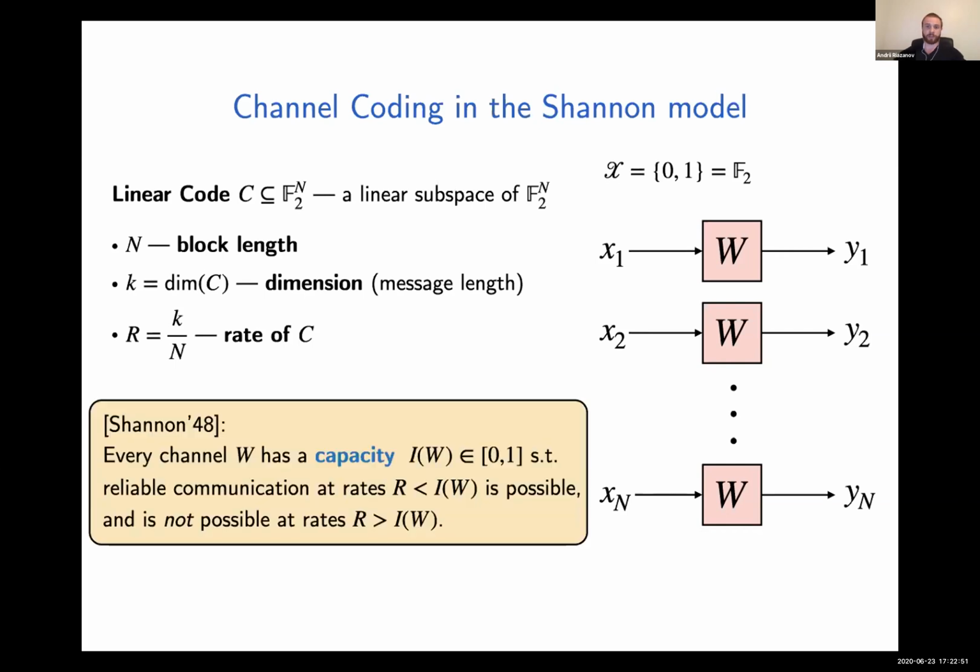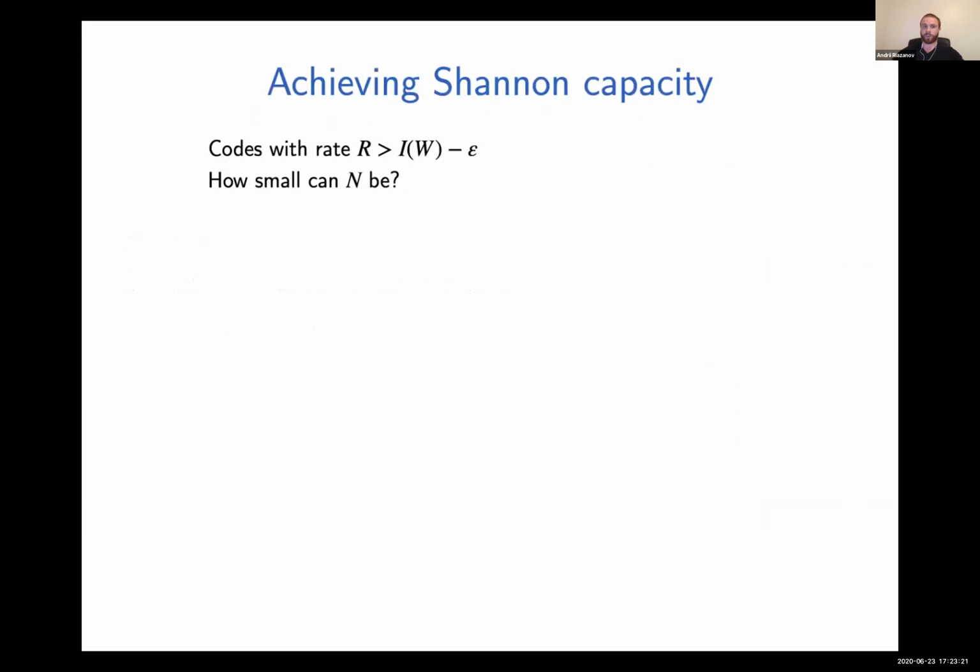There is a fundamental result by Shannon, which said that basically every channel W has a notion of capacity, I(W), which is a real number between 0 and 1, such that you can reliably communicate with codes with rates below the capacity, and reliable communication is not possible at rates above this capacity. The next natural question then is, how do we actually construct and use codes which have rates close to this capacity of the channel? Let's say we want the codes to have rates epsilon close to capacity. Moreover, we will need these codes to be somehow efficient, and in particular, we want the block lengths of these codes to be bounded and small.